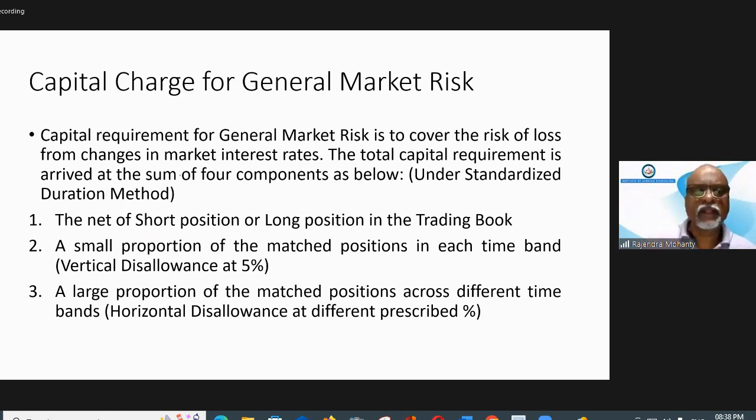Okay. So here, what is the thing? Normally what happens, say, why is the general market risk calculation done in a different way? I think your treasury class is over, no? The treasury class is over. No, sir. Going on, going on? Okay.